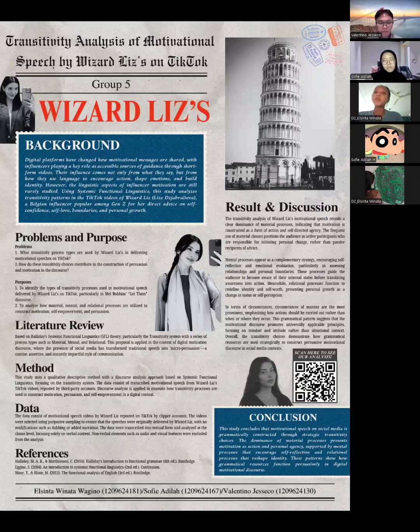From the problem and purpose, in the problem, the first is: what transitivity process types are used by Wizard Liz in delivering motivational speech on TikTok? Two, how do these transitivity choices contribute to the construction of persuasion and motivation in the discourse? For the purpose, the first is to identify the types of transitivity processes used in the motivational speech delivered by Wizard Liz on TikTok, particularly in Mel Robbins' Let Them discourse.